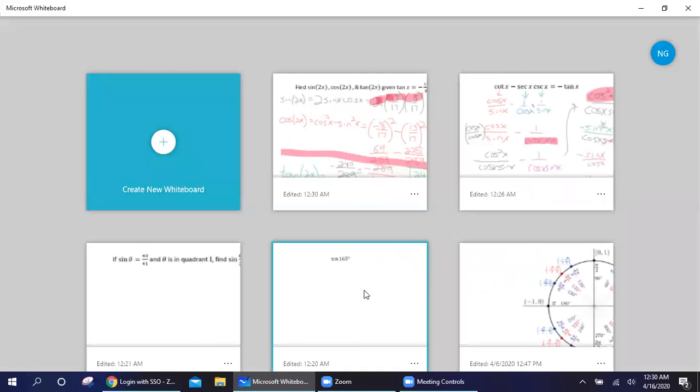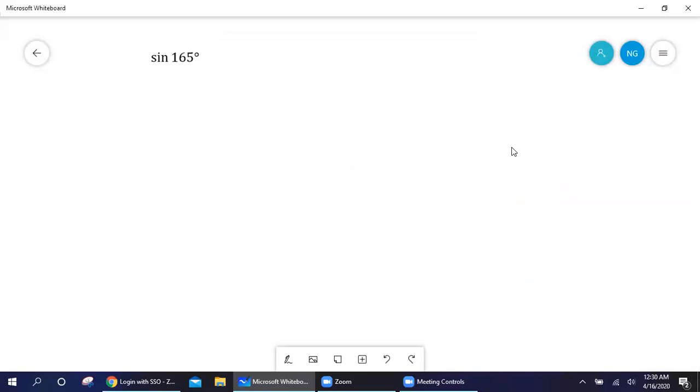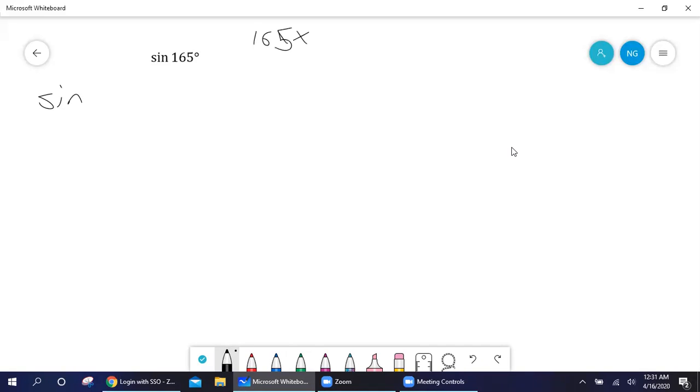For the third one, we want to use a half angle formula to find the sine of 165. So I'm basically telling you, hey, 165 is half of a nice angle that we know. Well, to figure out what that angle is, you would just take 165 and double it, which is 330. So now I can apply the half angle formula for sine.